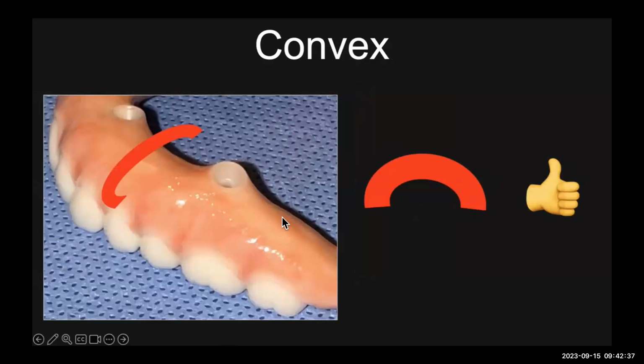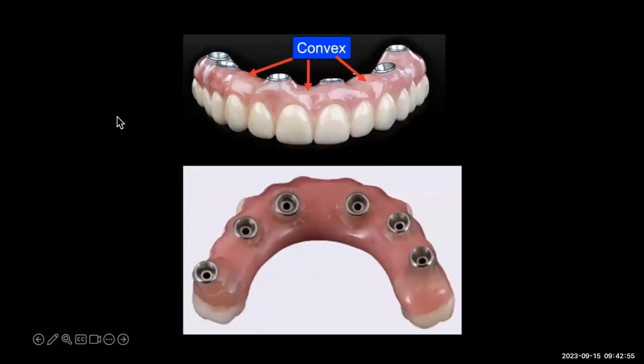What you want is a convex. A convex intaglio surface will give you that passive touch. It's almost like an ovate pontic, and it will allow the patient to get in and clean. And if they get in and clean, then you're going to have less chance of a peri-implant disease problem. So ideally, the intaglio surface should be convex.